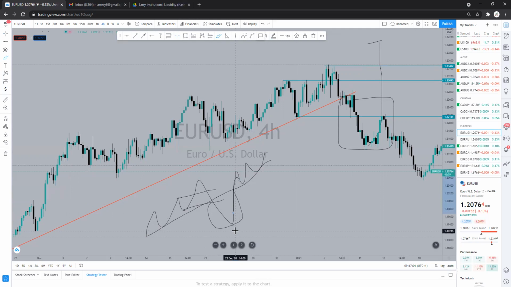You understand? How do we anticipate false BMS? We anticipate false BMS if the low that was broken was not a significant low. If it was a significant low, it's not going to be a false BMS.